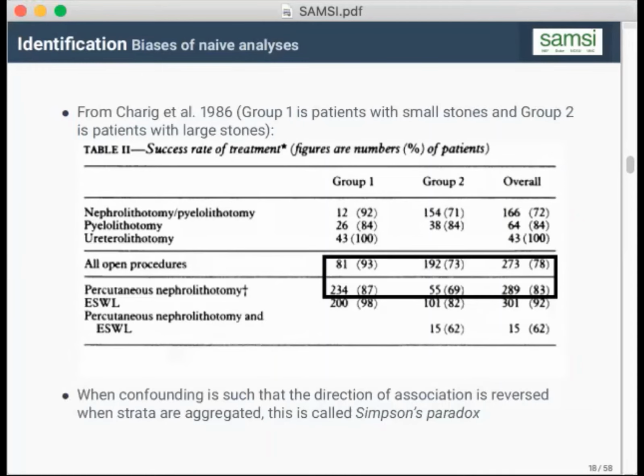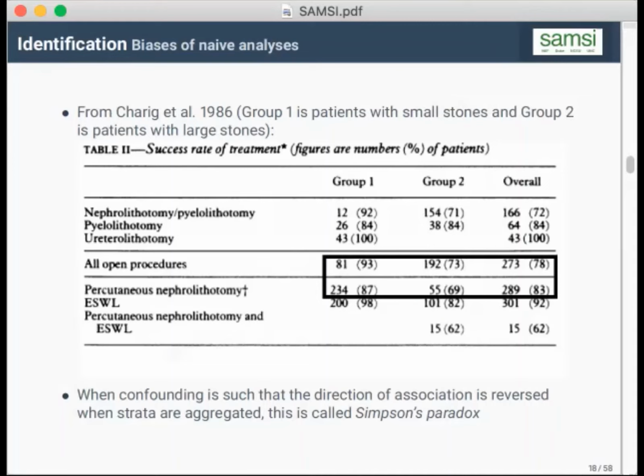So this is a paper that compared open surgery to a less invasive procedure called percutaneous nephrolithotomy to treat kidney stones. Group 1 in this table is patients with small kidney stones, and group 2 has large kidney stones. As you might expect, people with small kidney stones are more likely to have the less invasive procedure, and people with large kidney stones are more likely to have open surgery. But smaller kidney stones are also associated with better outcomes overall.